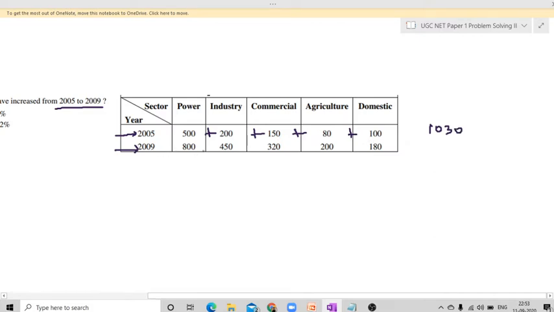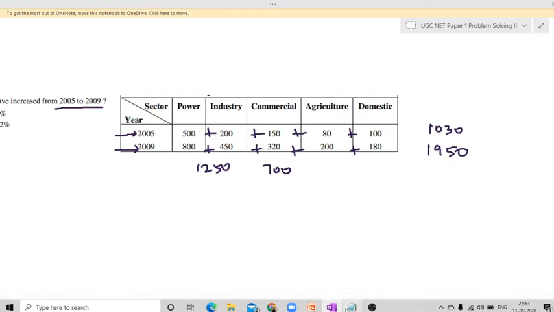And coming to 2009's total, we have 800 plus 450 plus 320 plus 200 plus 180. So here we have 800 plus 450, that would be 1250. We'll do the calculation in parts. And here we have 320 plus 180, that would give us 500, and plus 200 will be 700. So the total has to be 1950. So now we are very clear: 2005's total is 1030, and 2009's is 1950.